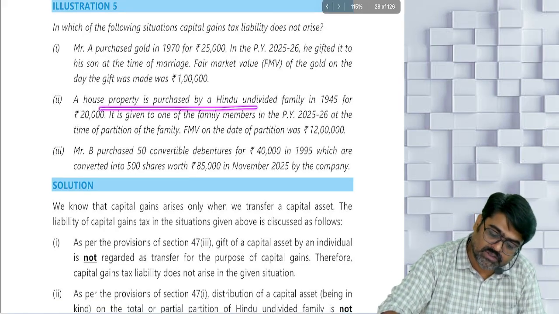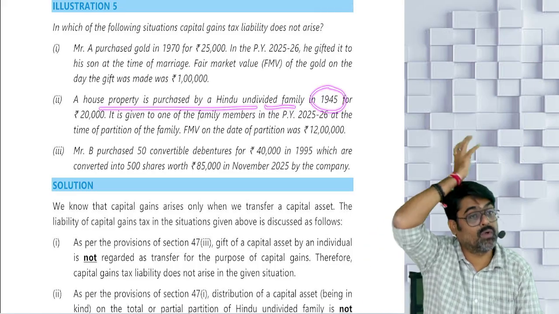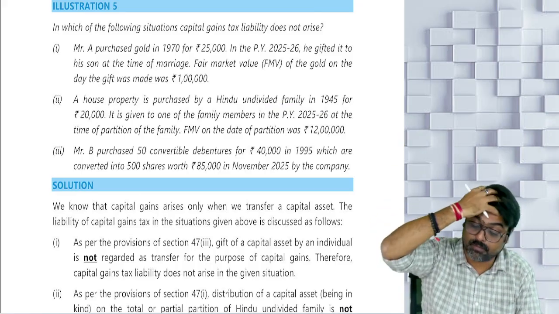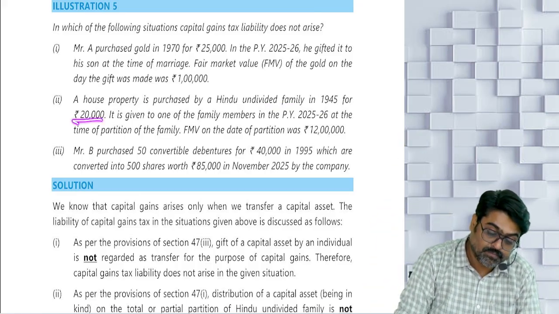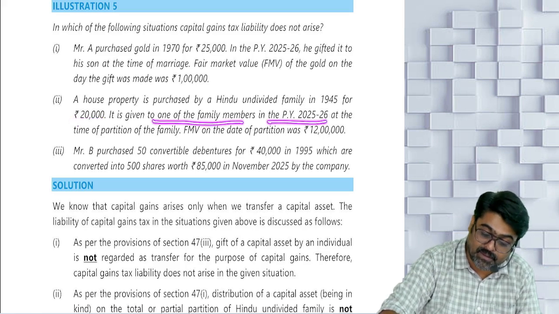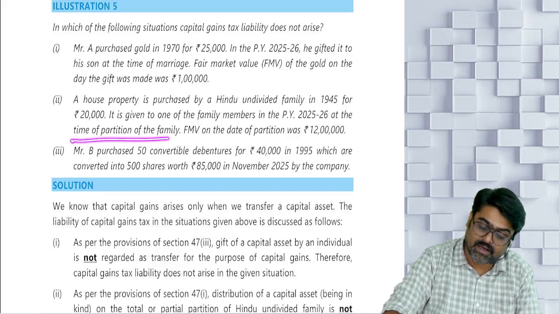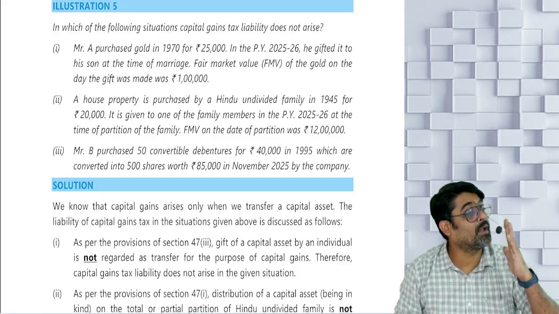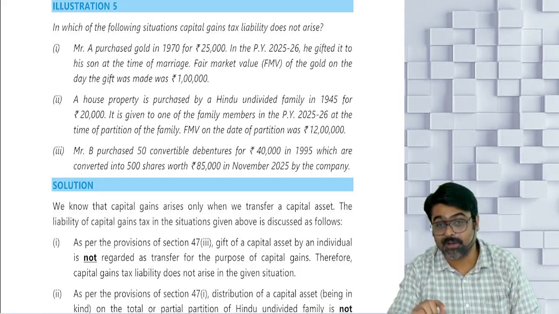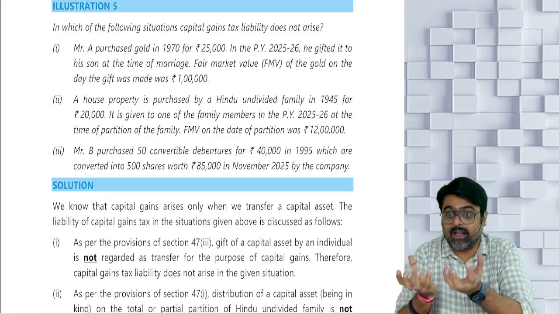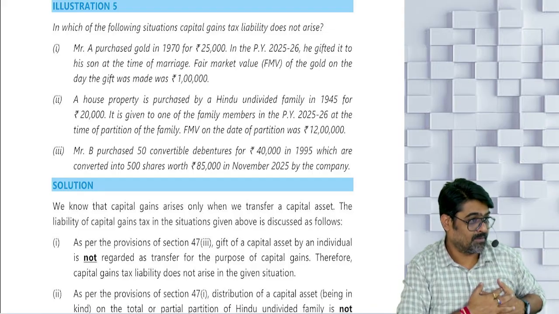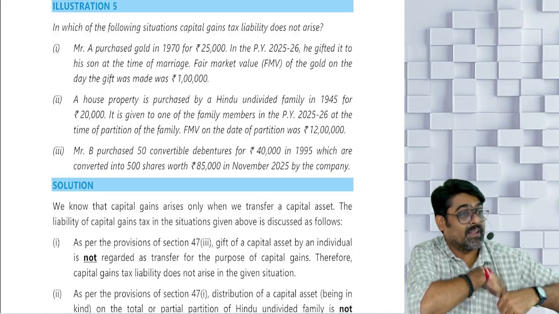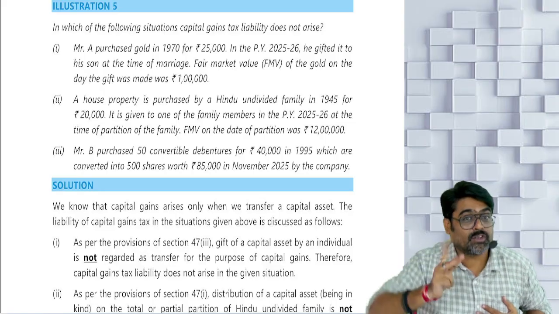Now, a house property was purchased by a Hindu undivided family in 1945, long back. It was given to one of the family members in the previous year. This year, at the time of partition of the family, the fair market value on the date of partition was 12 lakh. So about 11 lakh 80,000 is the gain. Should it be taxable in the hands of HUF, because that is realized and coming in the pocket of HUF? Is the HUF earning 12 lakh rupees? Should it be taxed or not?